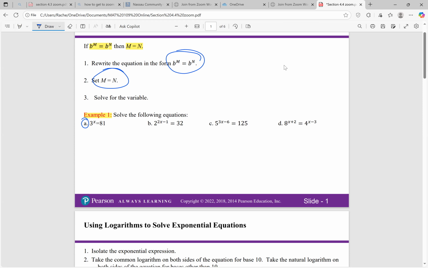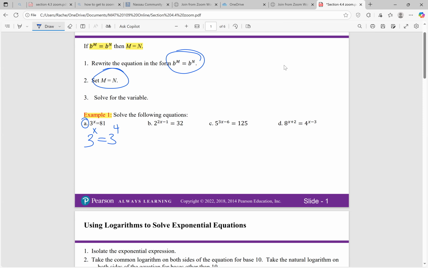So I'm looking at 3, right? That's the base on the left-hand side. 81 is on the right-hand side. And I'm thinking, how can I rewrite both sides so they have the same base? Well, I can write 3 to some power, and that's going to give me 81. What power can we raise 3 to in order to get 81? It's going to be the fourth. So I can rewrite 3 to the x as being equal to 3 to the fourth, because like I just said, 3 to the fourth power is 81.